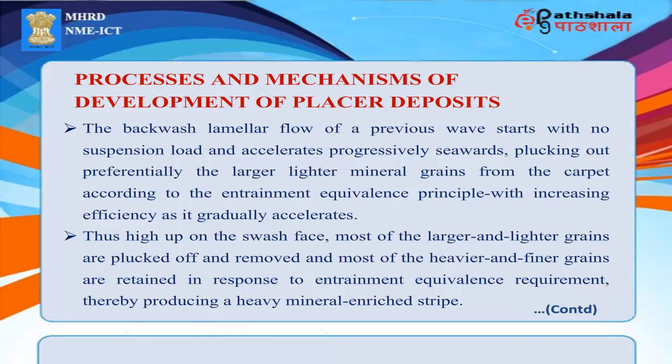The backwash lamellar flow of a previous wave starts with no suspension load and accelerates progressively seawards, plucking out preferentially the larger, lighter mineral grains from the carpet according to the entrainment equivalence principle, with increasing efficiency as it gradually accelerates. Thus, high up on the swash face, most of the larger and lighter mineral grains are plucked off and removed, and most of the heavier and finer grains are retained in response to entrainment equivalence requirement, thereby producing a heavy mineral enriched stripe.